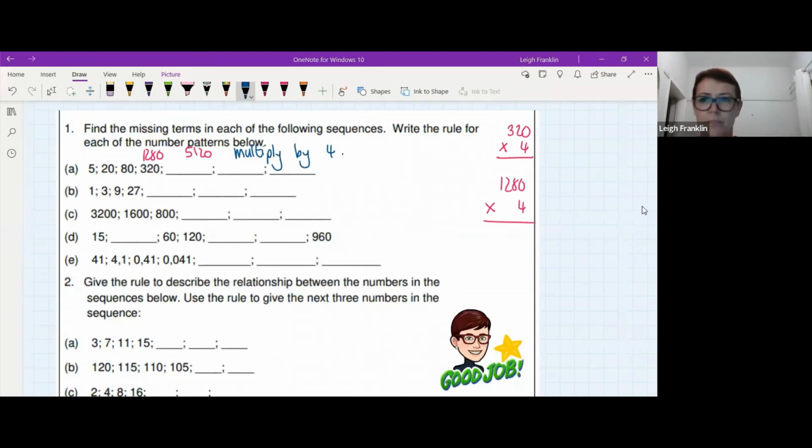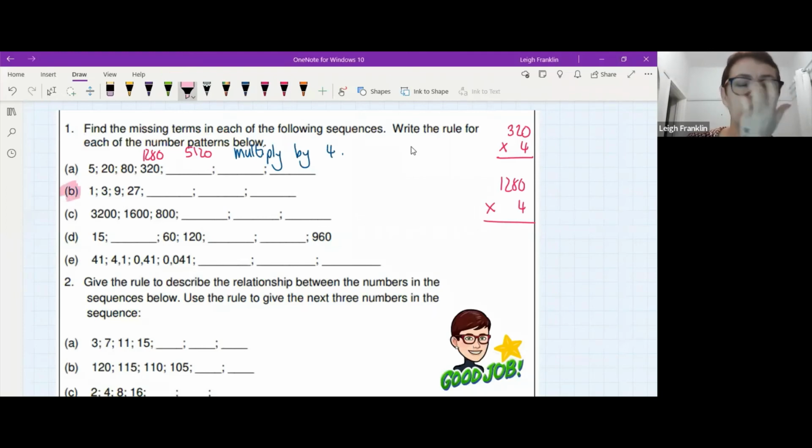Sinotando? Yes, ma'am. What's wrong? Ma'am, what activity should I be doing? So it's the one that's in the middle of the screen at the moment. In A, it's 5, 20, 80, 320. We've just done that one together as an example. So now you guys would be starting on B.